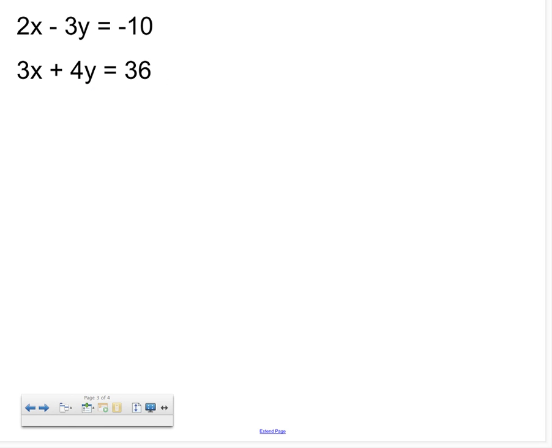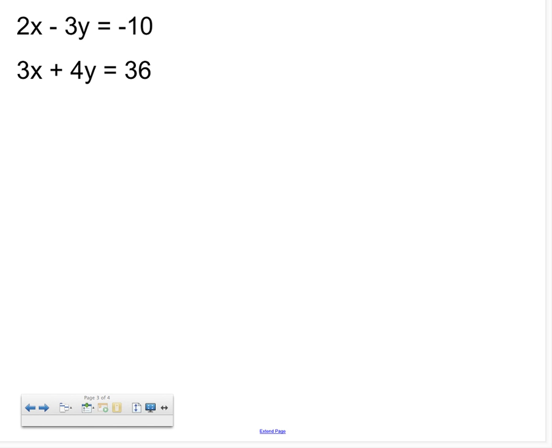The problem with this one is that neither the x's nor the y's are close to being cancelable. I can't really multiply 2 by anything to get a 3, or anything reasonable. I could multiply by a fraction, but then it gets a little messy. Nor can I multiply 3 anything to get 2, or 3 anything to get 4, or 4 anything to get negative 3. So I can't really multiply just one, so I choose to multiply them both.